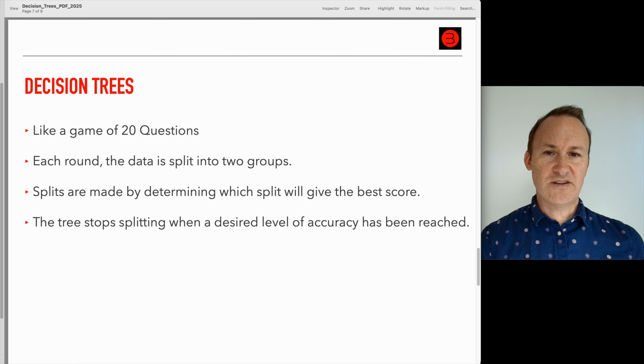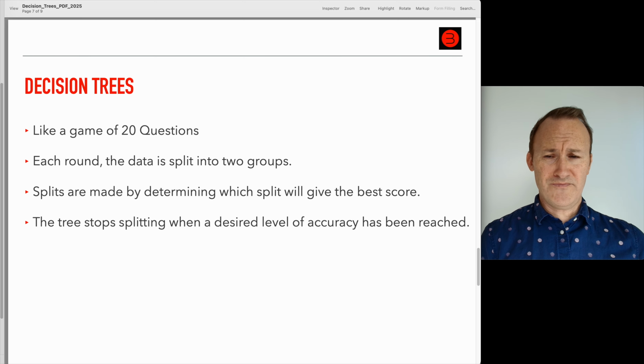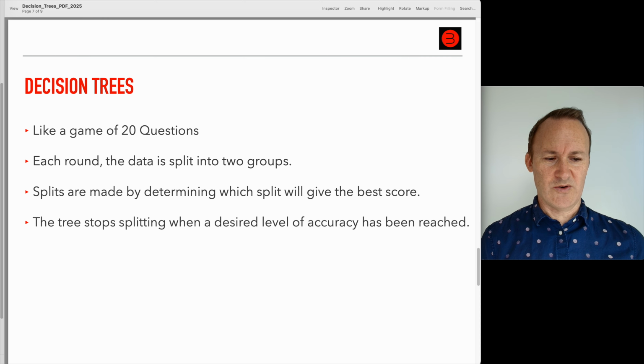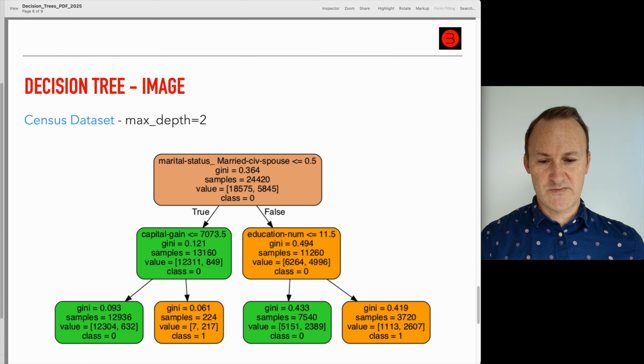Okay? Now, the idea of the decision tree is that you can keep going with the splits. These are like the questions, as long as you want. In the game of 20 questions, there would be 20 splits, say, at most. In a decision tree, it'll keep going until it converges or until a desired level of accuracy has been reached, okay? We'll talk more about when to stop the splitting a little bit later.